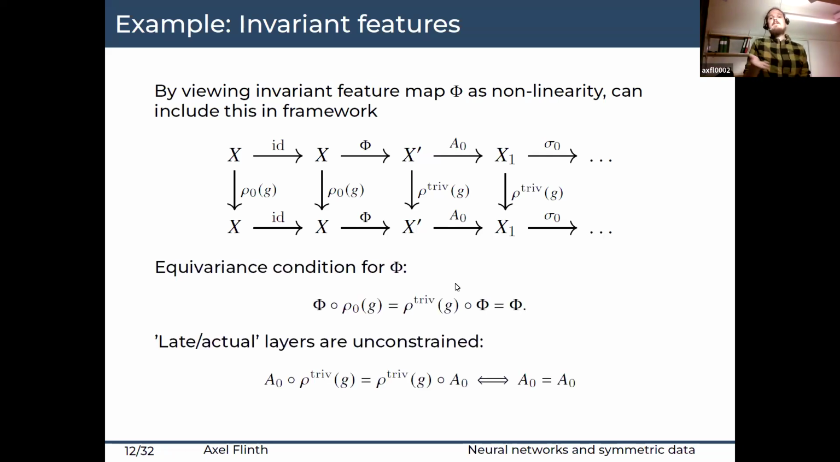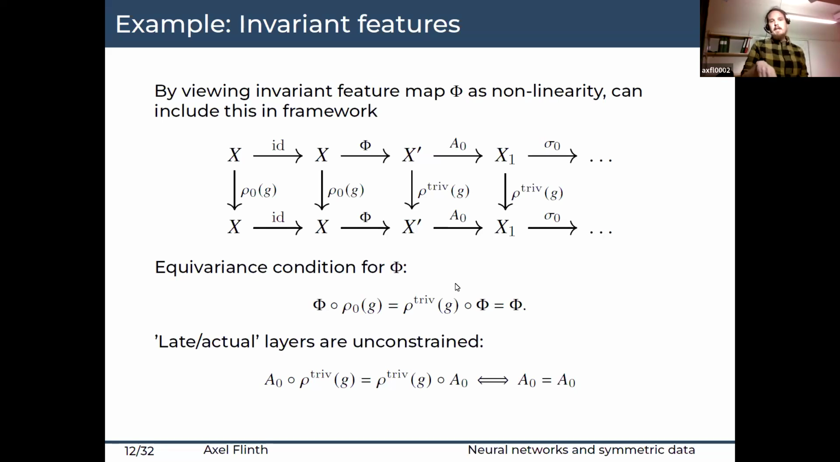Then if we read out what we mean by choosing the linear maps and nonlinearities equivariant, we get the following. So we get an equivariance condition for phi, but since we use the trivial representation on my feature space, we actually get a condition which says that my invariant feature map should be invariant. And also, since I'm using the trivial representation everywhere, my condition for the late layers to be equivariant actually turns into nothing. It turns into that the map A0 should be equal to A0. So I have a completely unconstrained architecture from that point on.